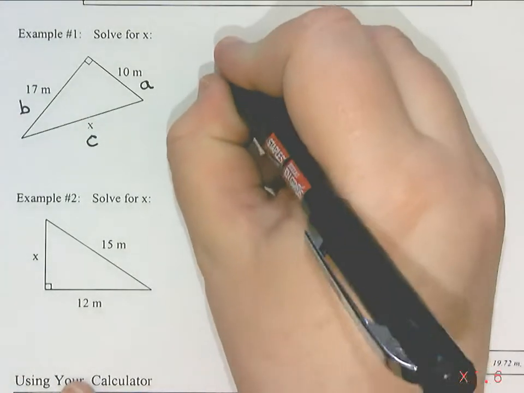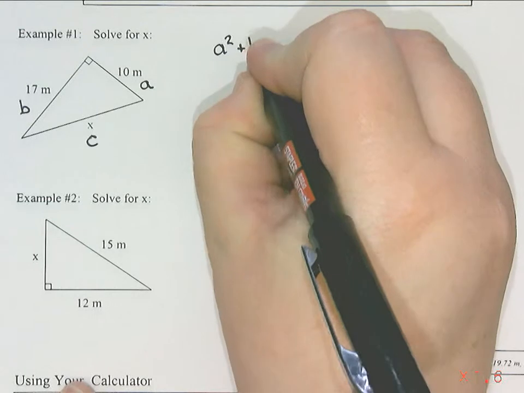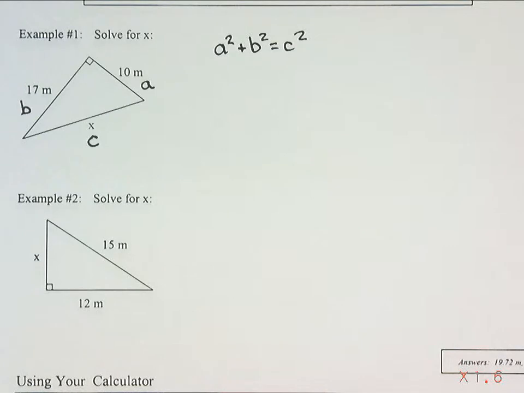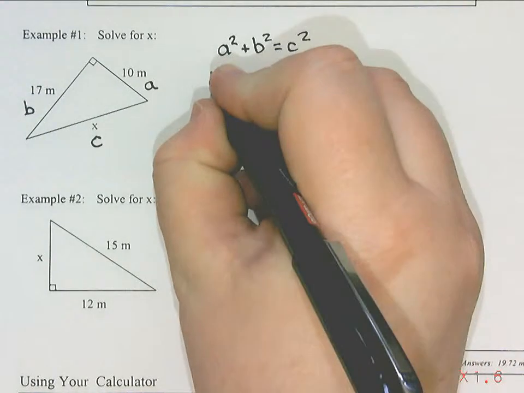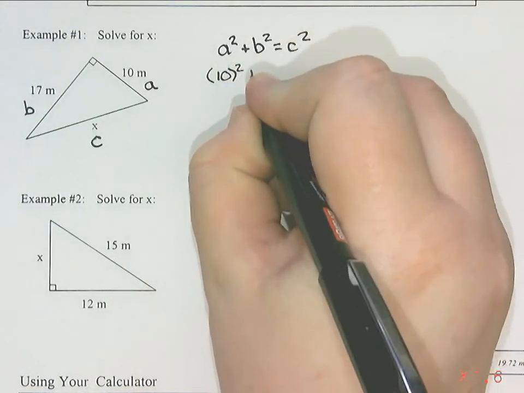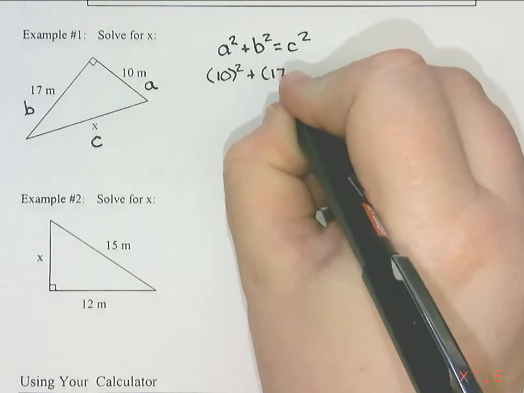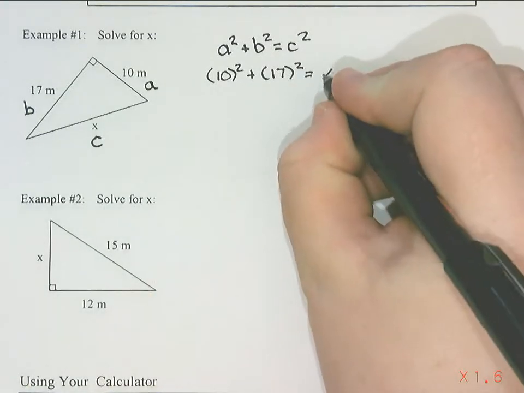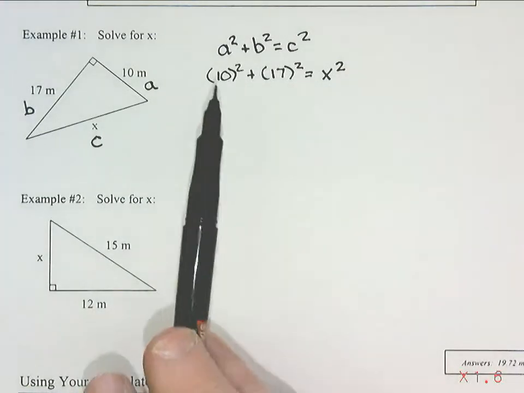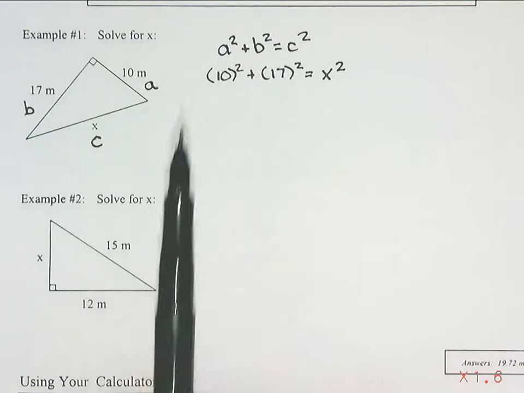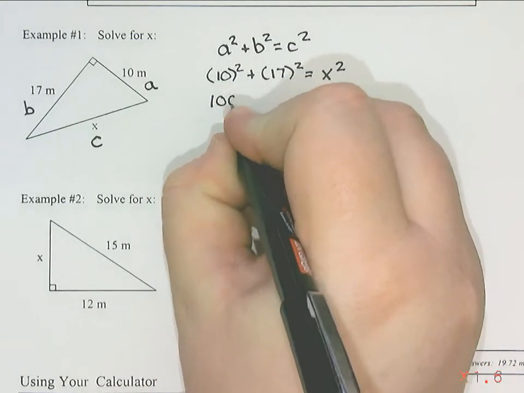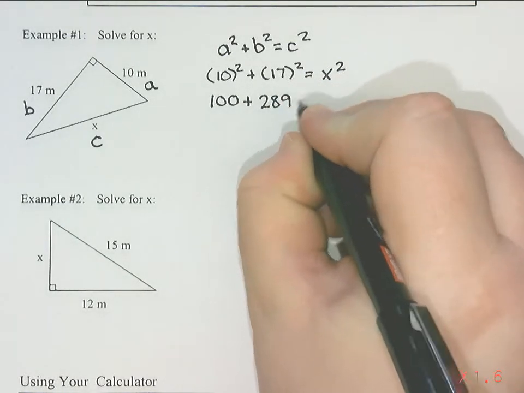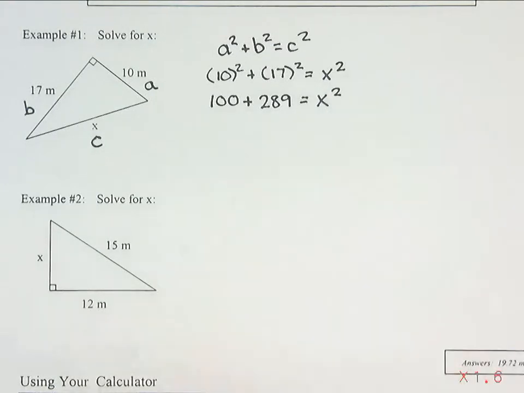I'm going to write down the formula, a squared plus b squared equals c squared, and then sub in my values for A, B, and C. A is 10, B is 17, and C, I don't know, is the missing side x. I'm going to square the two numbers. 10 squared is 100. 17 squared is 289, and that equals x squared.